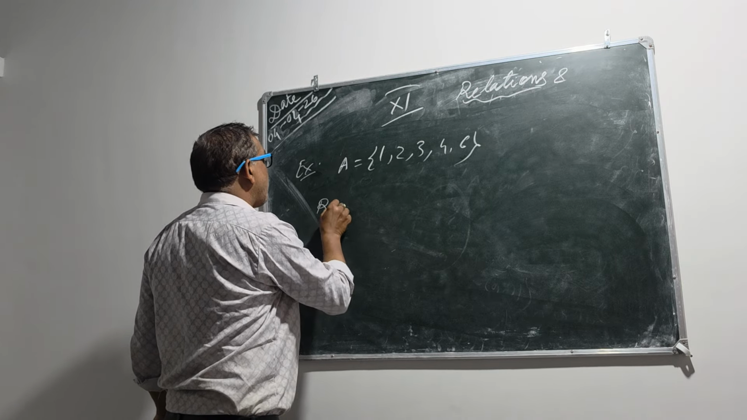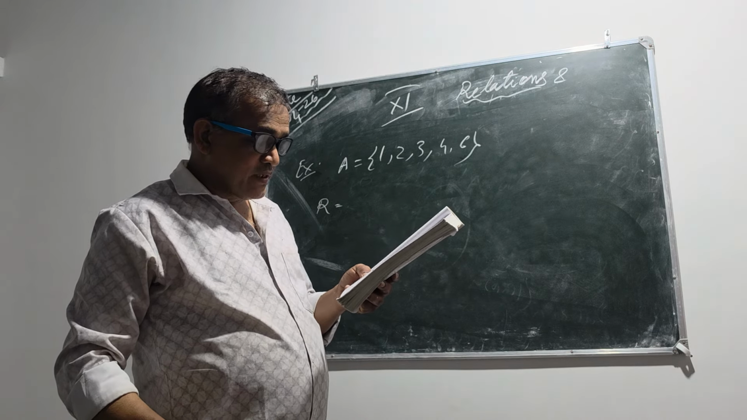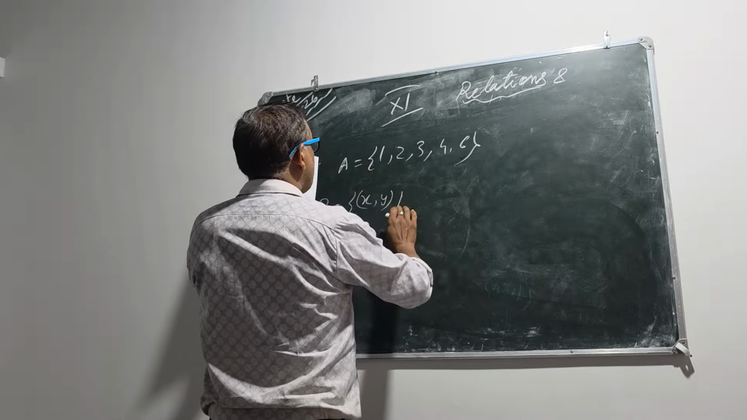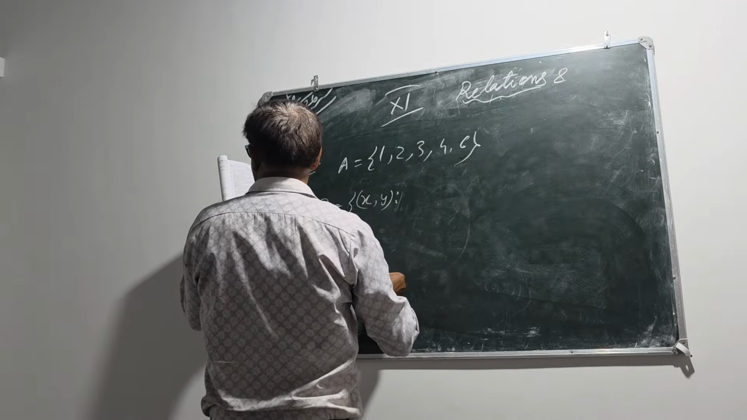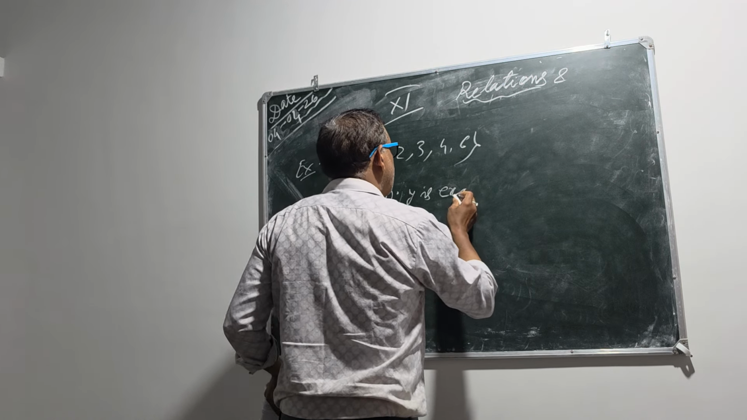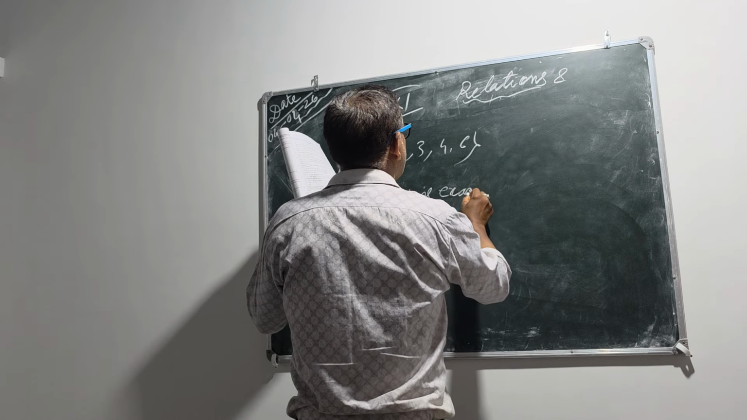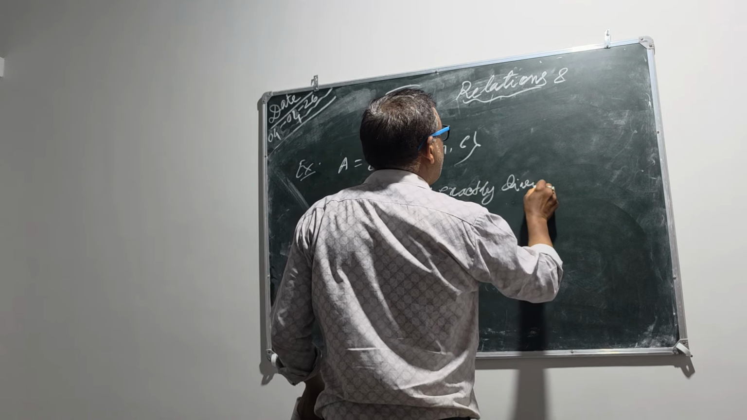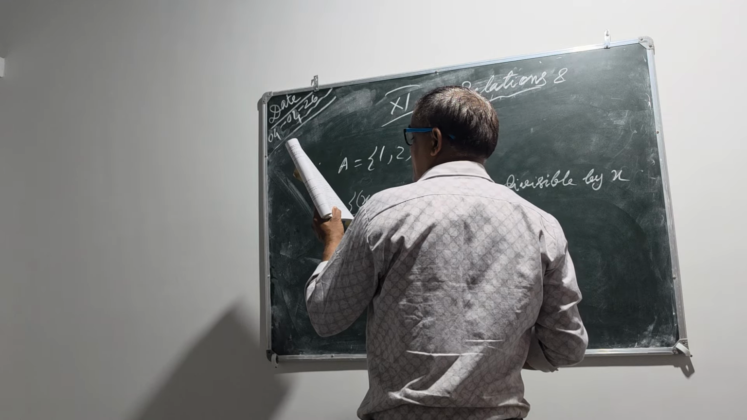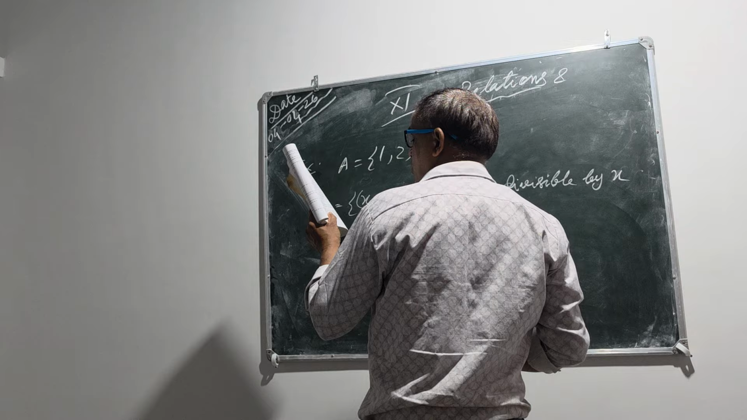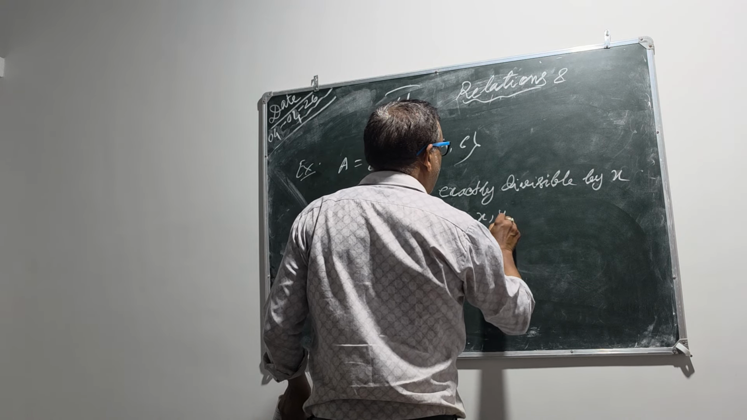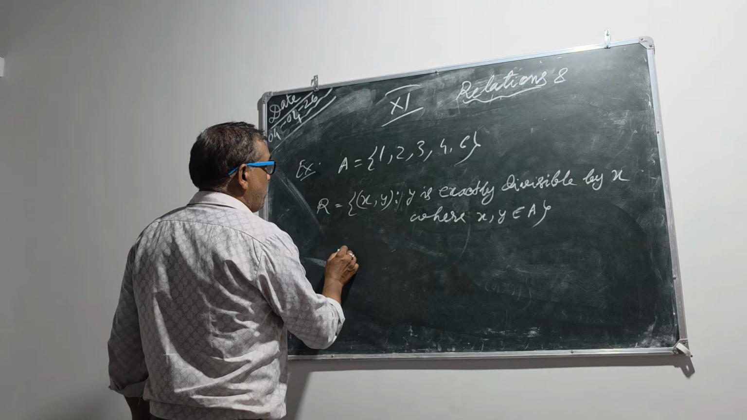Here we are given R is a relation such that (x, y) where y is exactly divisible by x, where x, y belong to A. Then what will be the relation?